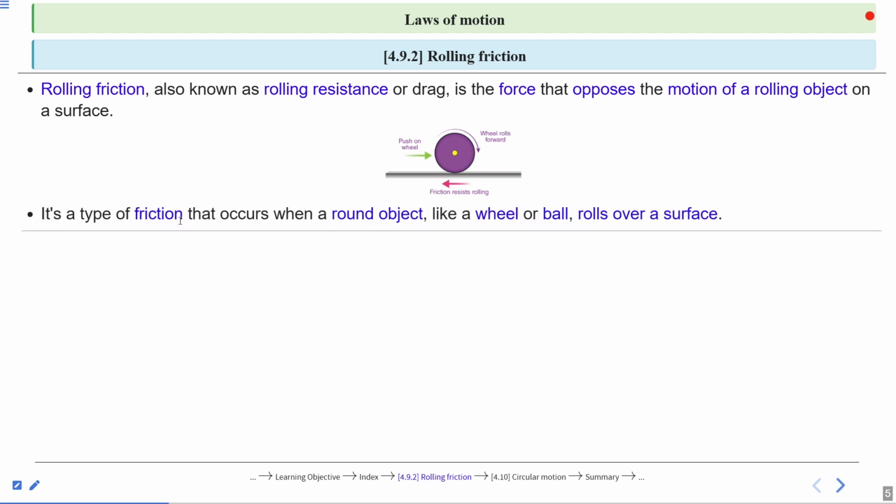It's a type of friction that occurs when a round object, like a wheel or ball, rolls over a surface. So we can say rolling friction arises when a round object rolls over a surface. So this type of friction is rolling friction. Clear?